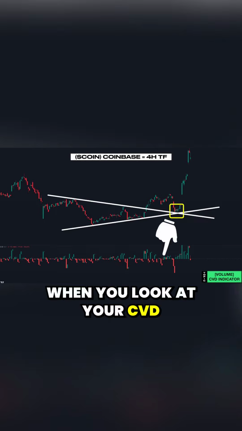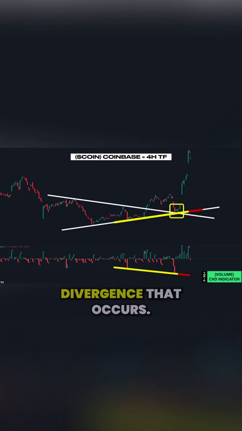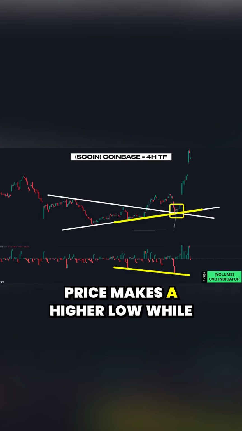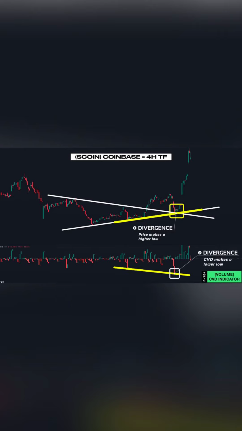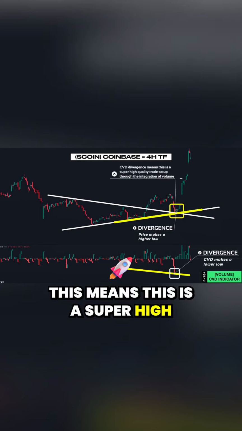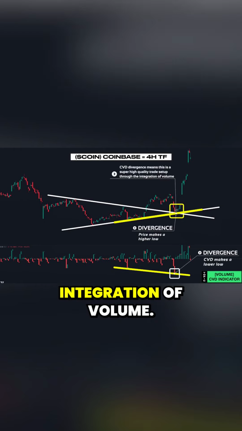Here's where you take it to the next level. When you look at your CVD indicator, you also have a divergence that occurs. Price makes a higher low, while the CVD makes a lower low, which is divergence. This means this is a super high quality trade setup through the integration of volume.